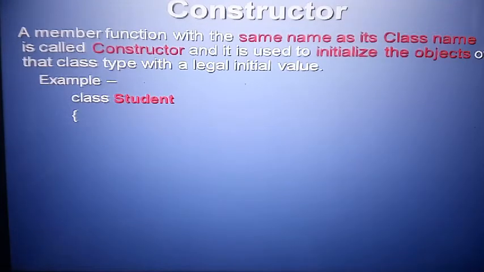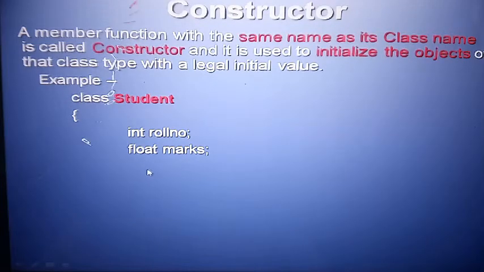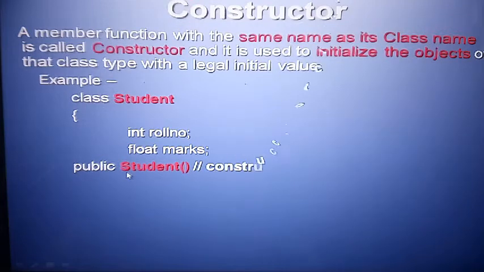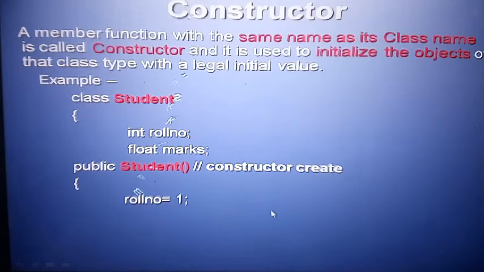So students, here Student is the name of the class, with 2 variables. Here the constructor is created. Both names are the same: the class name Student and the constructor name. A constructor is like a function, but the difference is that the class name and constructor name are the same, and after that you perform the action. So a member function with the same name as its class name is called the constructor.